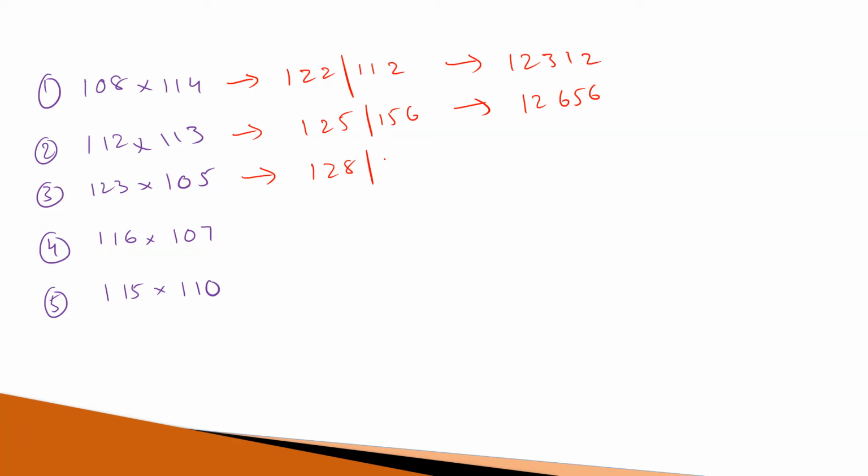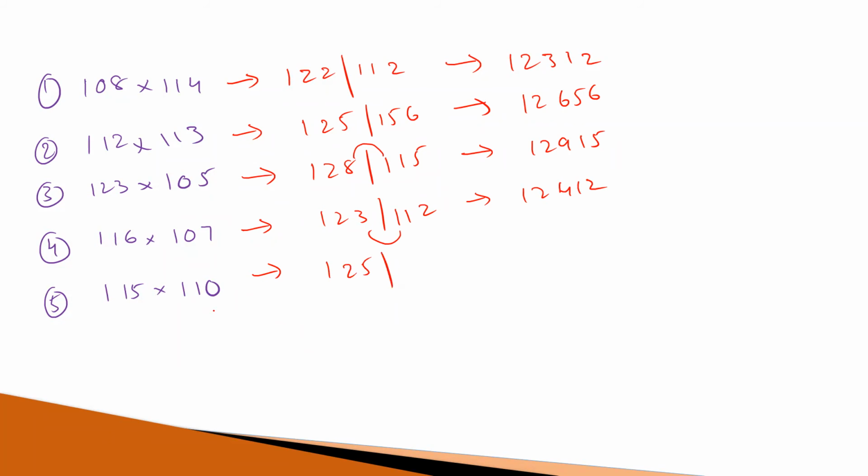Next, 123 plus 5, 128. 23 5 times, that is equal to how much? 115. Just add 5 to this number. 12915 is the answer. And what about this one? 116 plus 7, 123. 16 7 times. Okay, 16 5 times 80 plus 32. That is equal to 112. Just add this one to this number. 12412 is the answer. And 115 plus 10, 125. 15 10 times, that is equal to 150. Now just add 1 to this number. So what is the answer? 12650, which is the required answer.